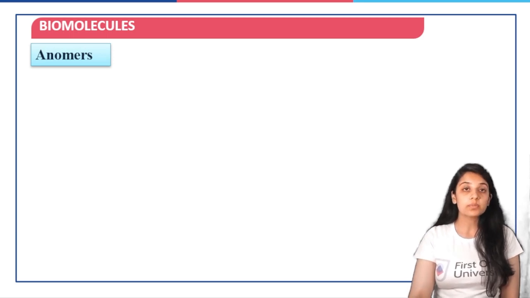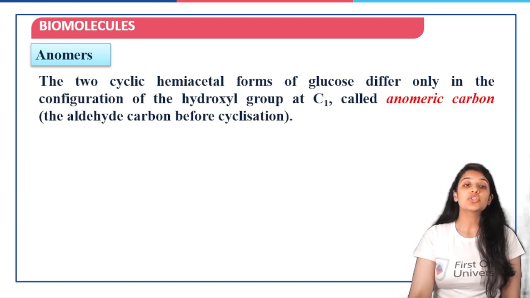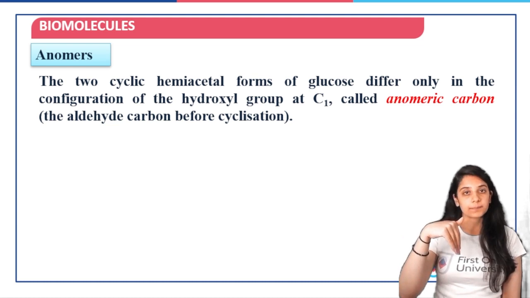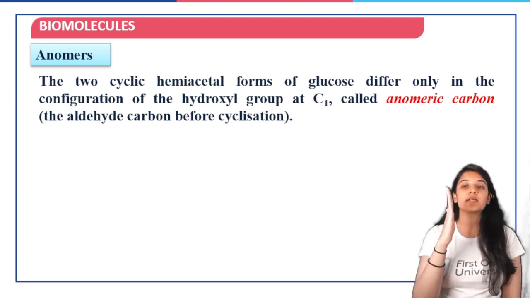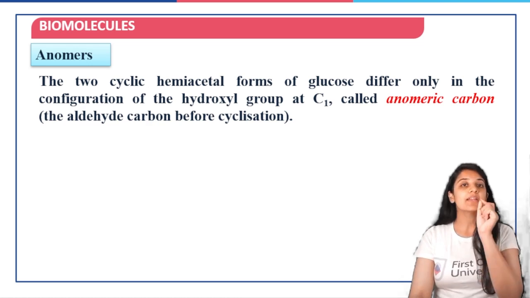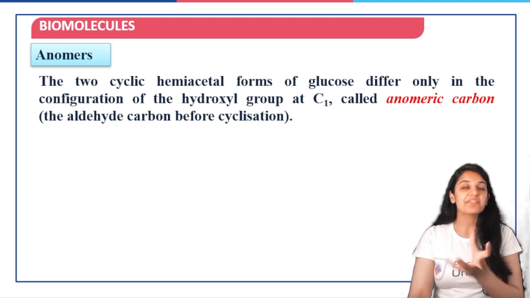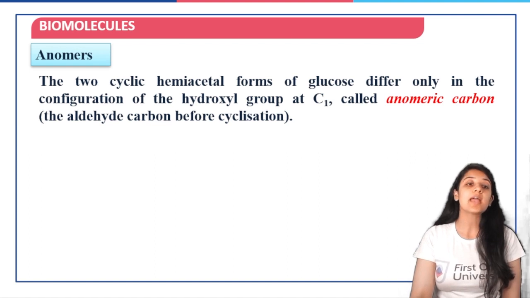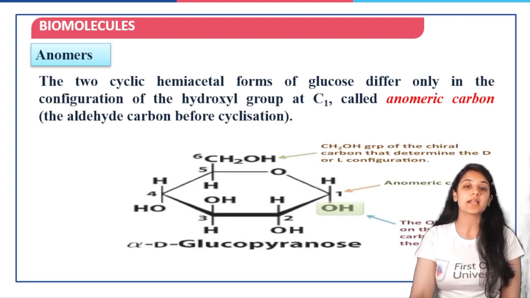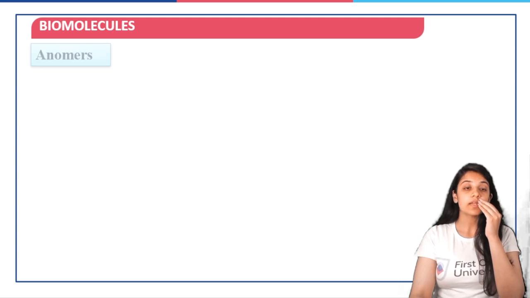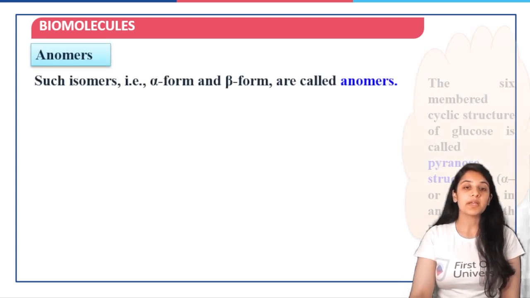Now, what are anomers? Anomers is a very important term when we talk about stereochemistry. The two cyclic hemiacetal forms of glucose differ only in the configuration of the hydroxyl group at C1. We have seen that when the OH group is away from the oxygen atom connecting the fifth and first carbon atoms, it is alpha, and when it is towards it, it is beta. So only at the first carbon atom the configuration of the hydroxyl group differs, which means these two forms are anomers. C1 is called the anomeric carbon, which is the aldehyde carbon before cyclization. Such isomers, the alpha form and beta form, are called anomers.